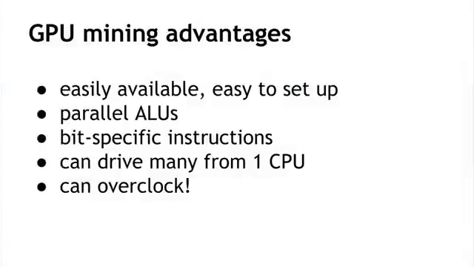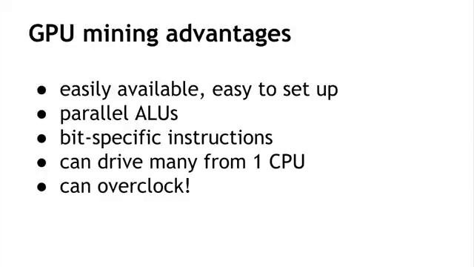So what's the advantage of using a graphics card? Well, for one thing, they're easily available and they're easy for amateurs to set up. You can order graphics cards online. You can buy them now at most big consumer electronics stores. So they're just the most accessible high-end hardware that's available to most people. They also have some properties that make them specifically nice for Bitcoin.